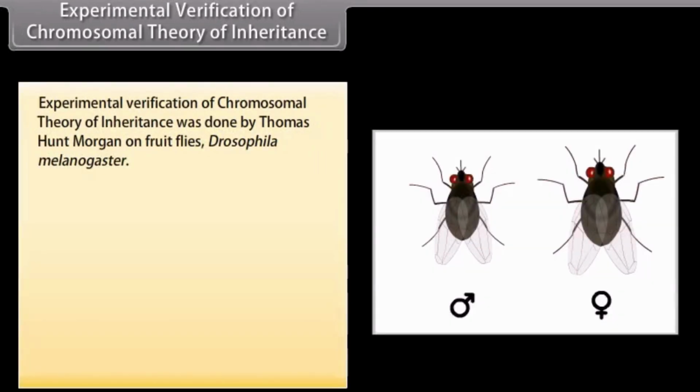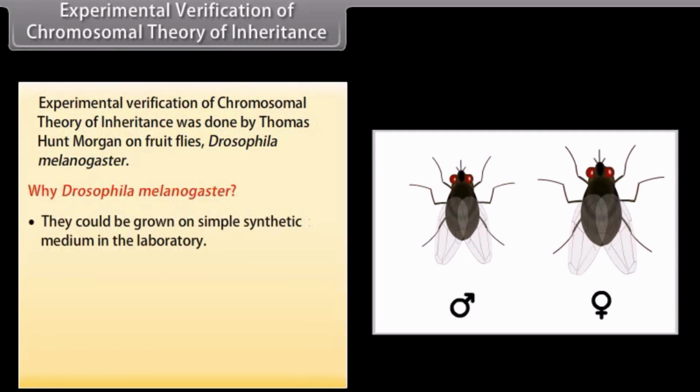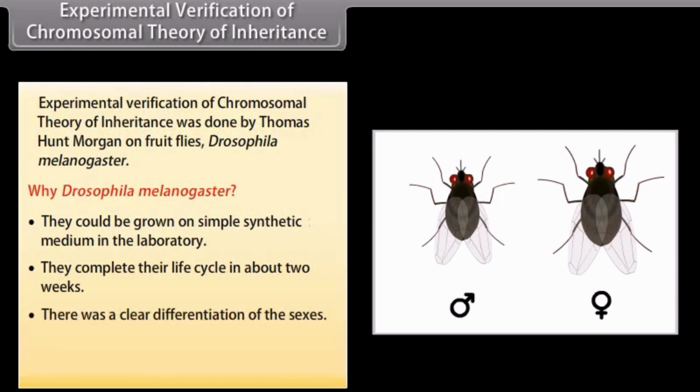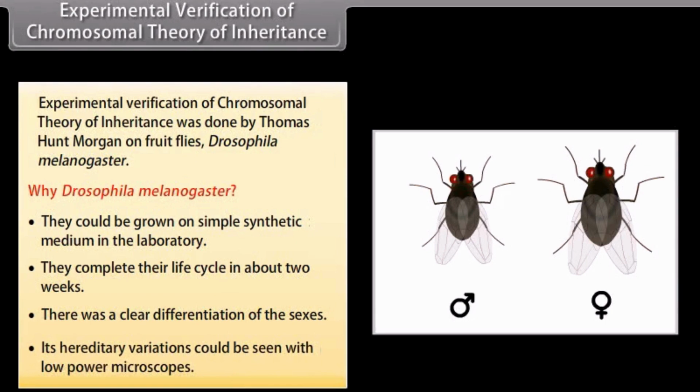Experimental verification of chromosomal theory of inheritance. Experimental verification of chromosomal theory of inheritance was done by Thomas Hunt Morgan on fruit flies, that is Drosophila melanogaster. Why Drosophila melanogaster? They could be grown on simple synthetic medium in the laboratory. They complete their life cycle in about 2 weeks. There was a clear differentiation of the sexes. Its hereditary variation could be seen with low-power microscopes.